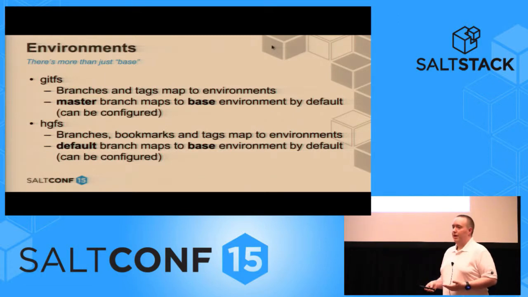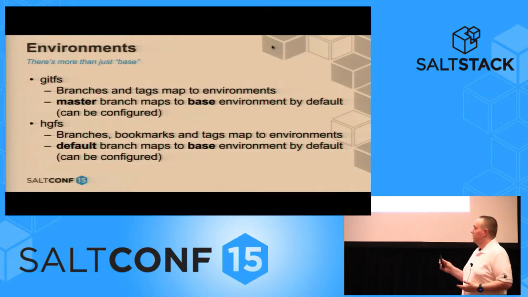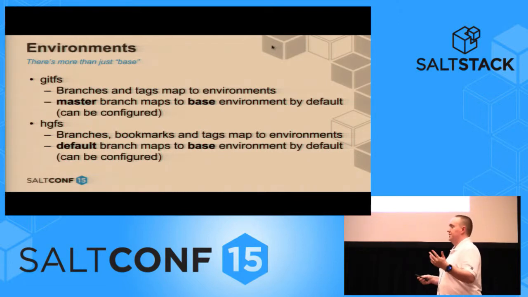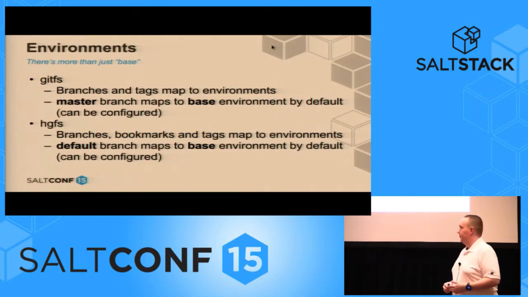Mercurial works in much the same way. It uses branches, bookmarks, and tags, and of course the default branch becomes base. That can also be configured to match your particular repository. The idea is we want to match your repository, not force you to design your repository around how you use Salt.